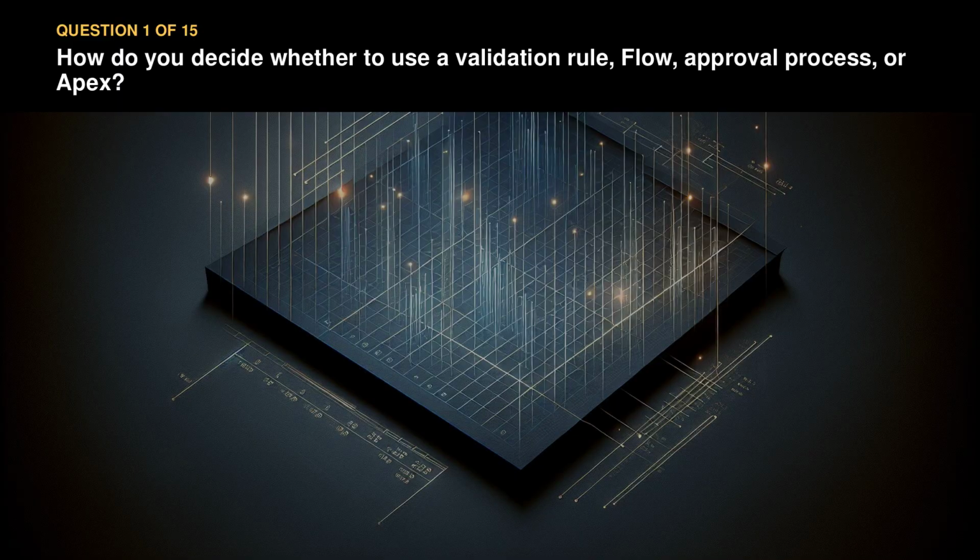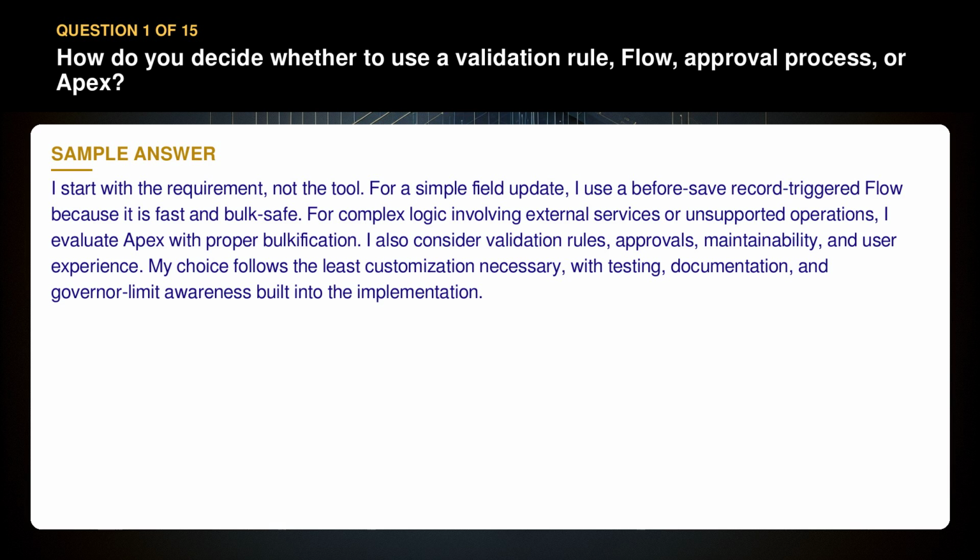Question 1. How do you decide whether to use a validation rule, flow, approval process, or Apex? I start with the requirement, not the tool. For a simple field update, I use a before-save record triggered flow because it is fast and bulk safe. For complex logic involving external services or unsupported operations, I evaluate Apex with proper bulkification.